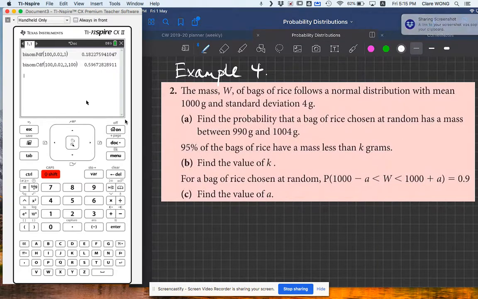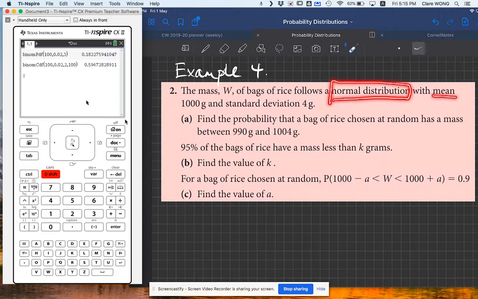So now we're dealing with bags of rice. The mass W of bags of rice follows the normal distribution, with the mean of 1,000 grams and the standard deviation of 4. At this stage, you can already write down the random variable. Oh, we're not using X. The random variable W follows the normal distribution with the mean of 1,000 and a standard deviation, but we use variance, so you need to write 4 squared. So you can write that down.